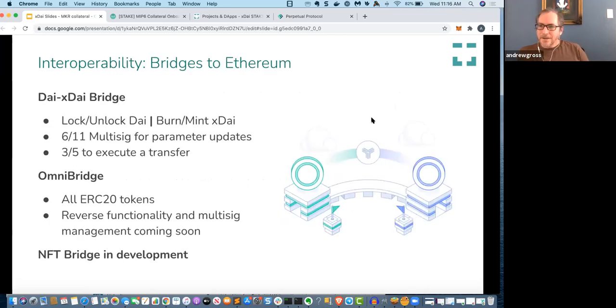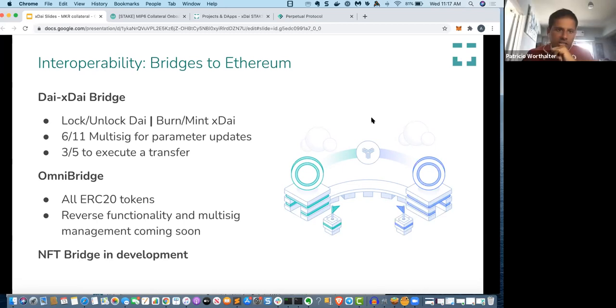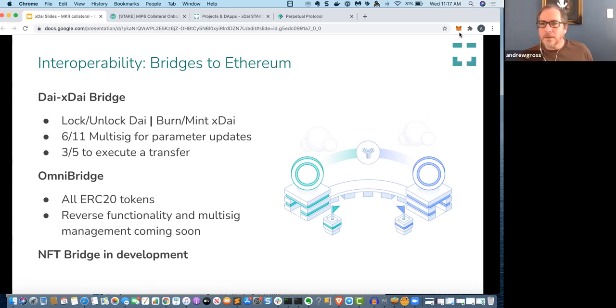Any questions on that aspect or anything to add? Okay. Interoperability is a huge reason. You have a question in the chat. Oh, sorry. Let's see that one. I can read it if you want.